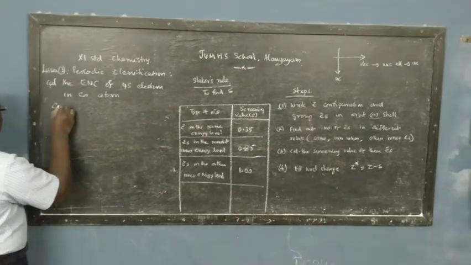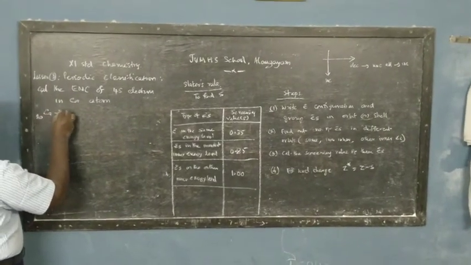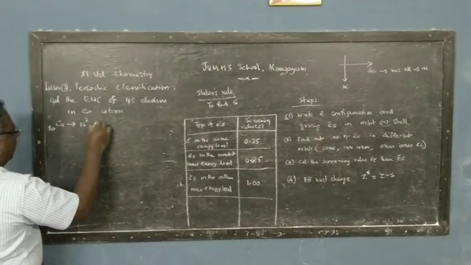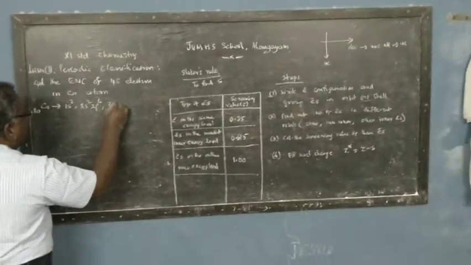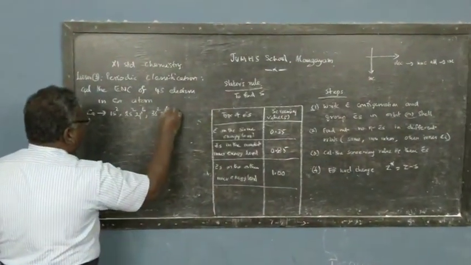So calcium atomic number is 20. So the first step is to write the electronic configuration: 1s2, 2s2, 2p6, 3s2, 3p6, 4s2.